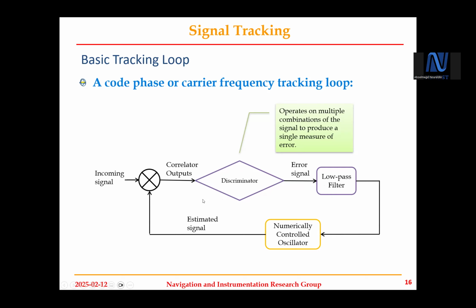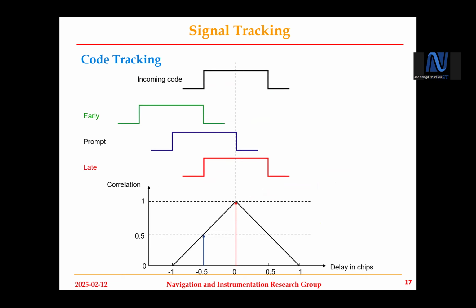We'll keep going back and forth around more or less the estimated or the incoming signal. Sometimes we'll be a bit advanced, sometimes there will be fluctuation in the obtained results, but it should be around the signal of interest. Any question here? This is how we do the code tracking.